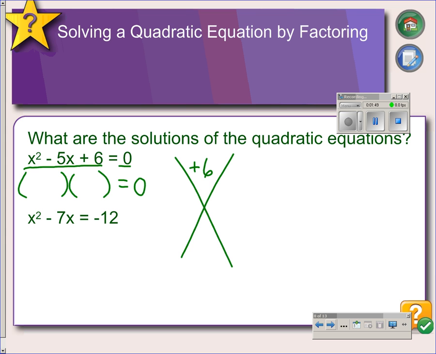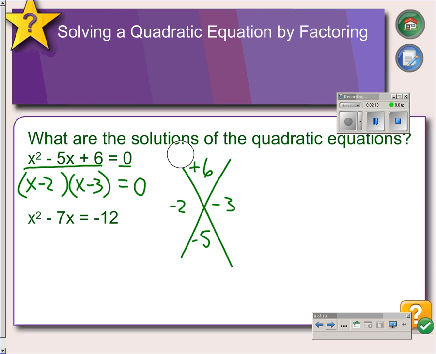So we have 6 and negative 5. Two numbers that multiply to make 6 and add to make negative 5 would be negative 2 and negative 3. Negative 2 times negative 3 is positive 6. Negative 2 plus negative 3 is negative 5. So our factors are x minus 2 and x minus 3.